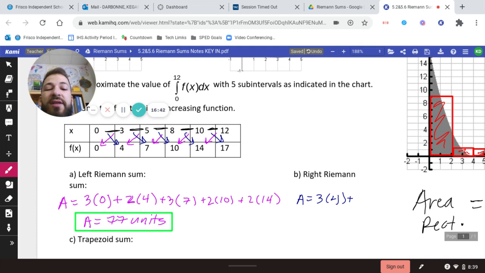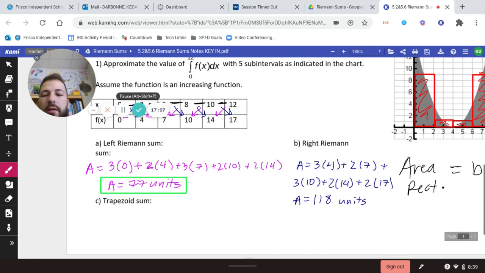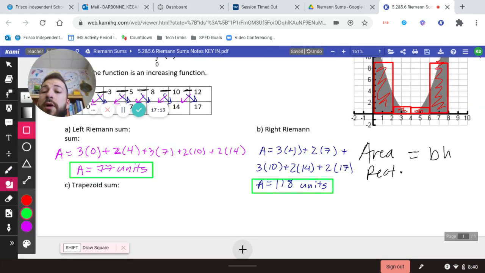So our right Riemann sum, we have the area is equal to 3 times 4 plus 2 times 7 plus 3 times 10. And then just repeat all the way through. 2 times 14 plus 2 times 17. And our area would be equal to, add that all the way up, 118 units. So, not too crazy with the table, y'all. You just have to really think about the shape to know what to multiply by.